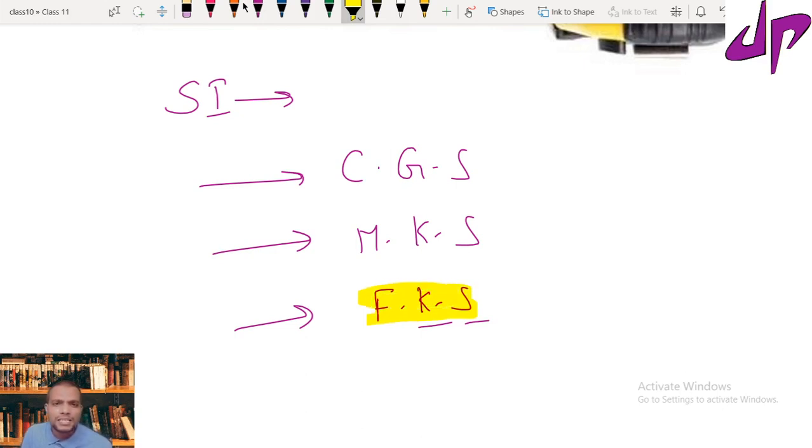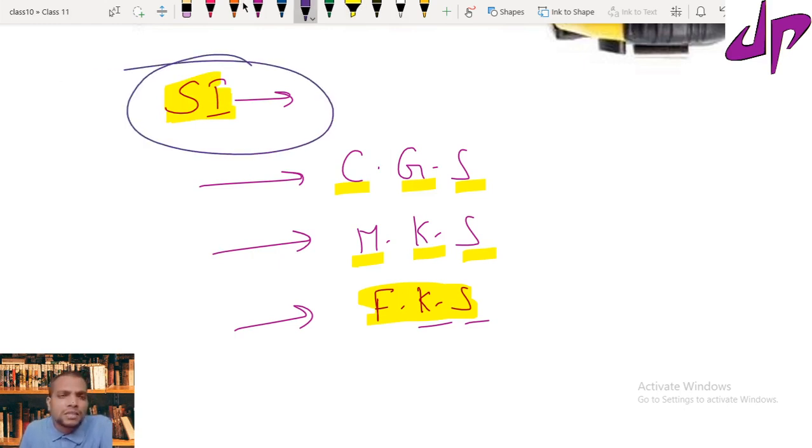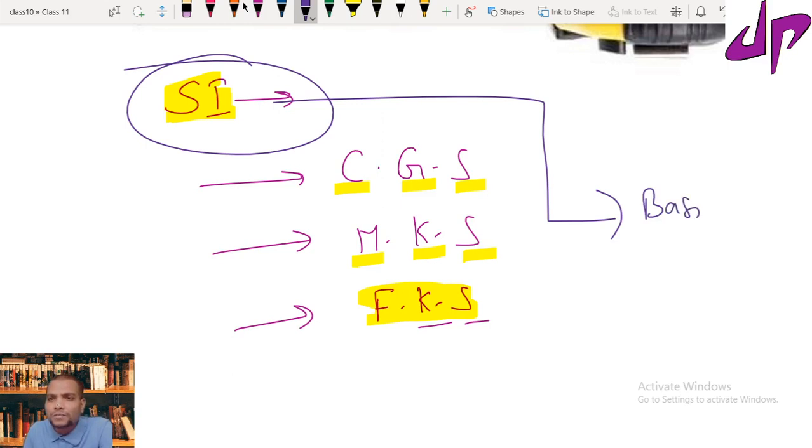MKS is meters, kilogram and second, and CGS is centimeter, gram and second, and SI units give a common international system. Throughout physics we follow the standard SI unit system. According to the SI system, physical quantities are divided into two categories. One is the basic quantities. Very basic means these quantities come with a definition.